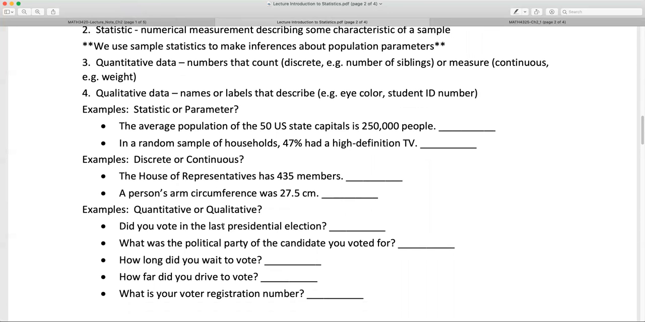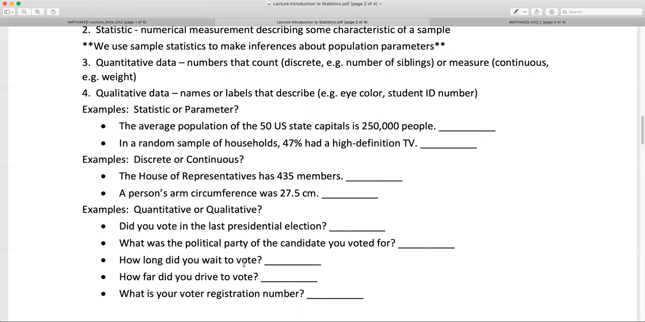Now next examples, about quantitative or qualitative. Did you vote in the last presidential election? We expect only two answers, yes or no. Two outcomes, so this should be qualitative. What was the political party of the candidate you voted for? We have two political parties, the Democratic or Republican. So this should be qualitative.